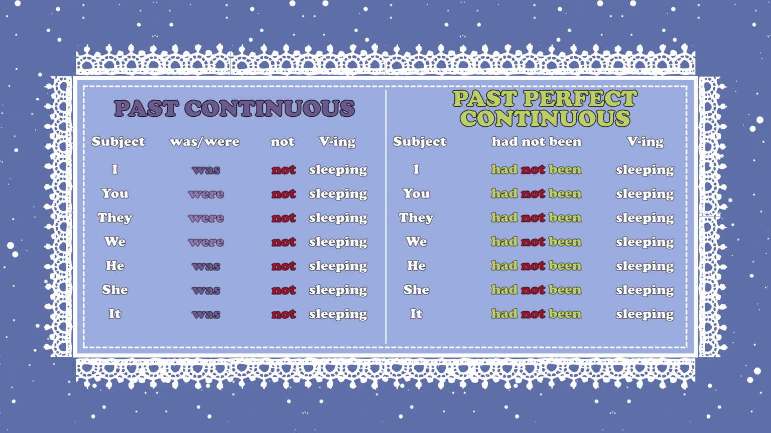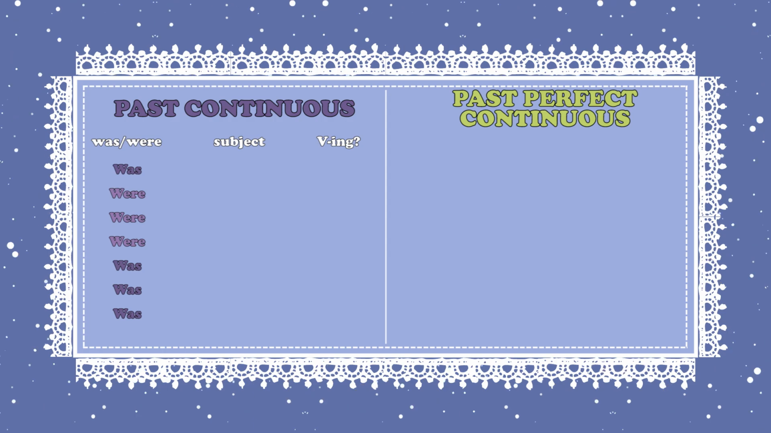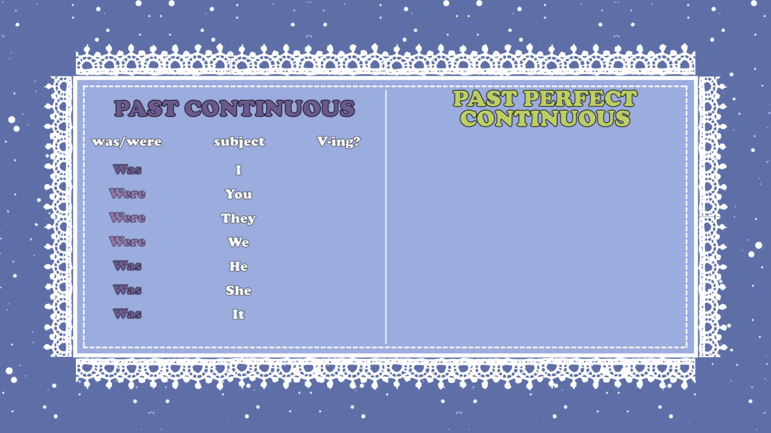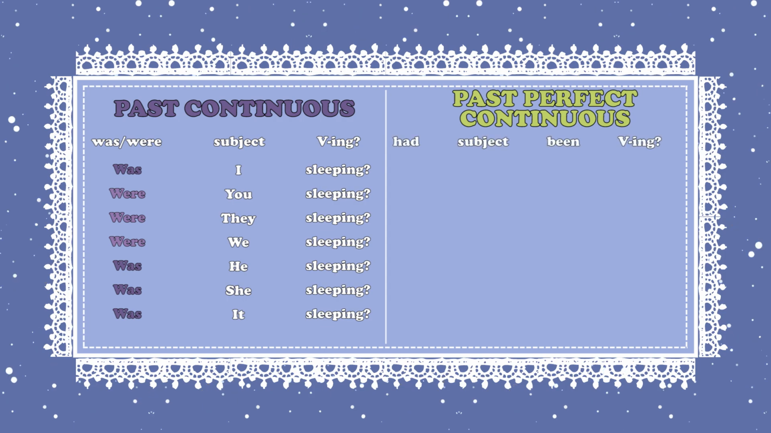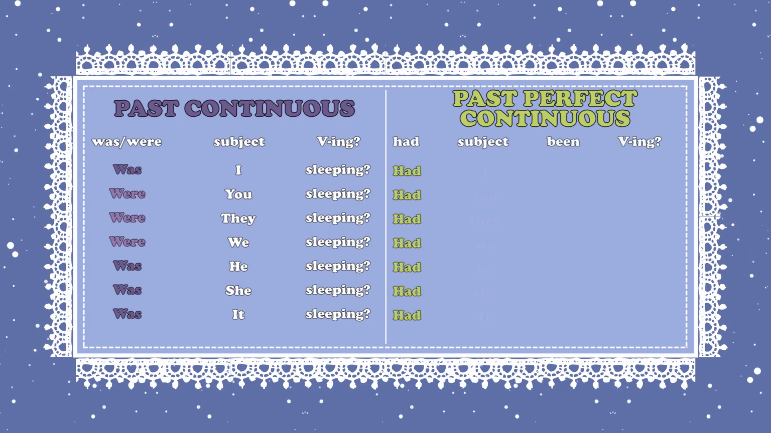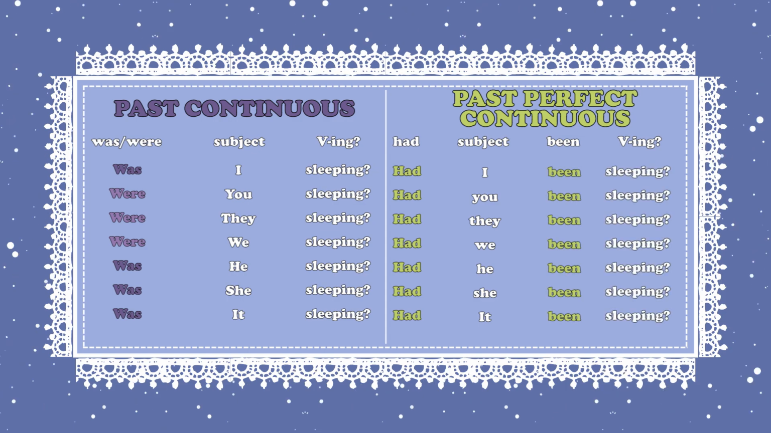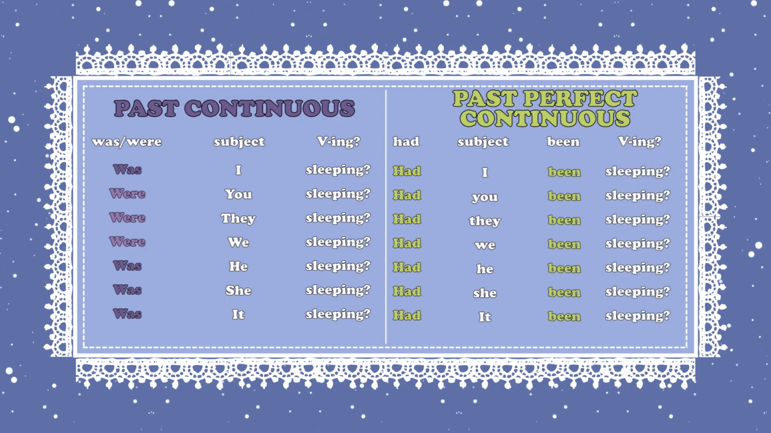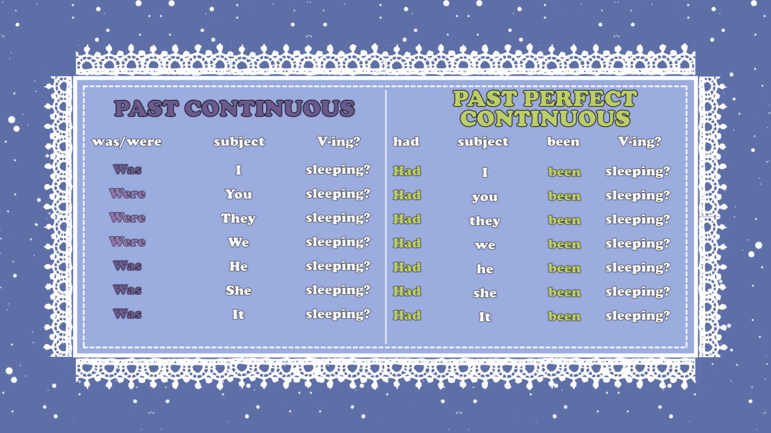What about the interrogative? For past continuous: was or were, subject, verb-ing. And for the past perfect continuous: had, subject, been, verb-ing. Grammatical structures are done. Let's move on to the next step.